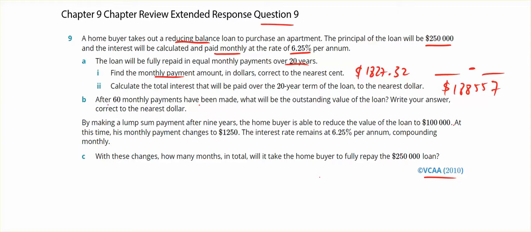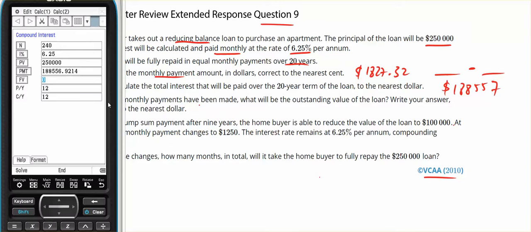Part B, this isn't the tricky part. After 16 months of payments have been made, what will be the outstanding value of the loan? Write your answer correct to the nearest dollar. After 16 months, we need to use this value again. We need to go back to payment. When I click payment, it reverts back to what it worked out before.